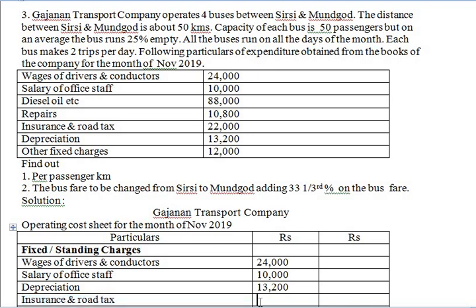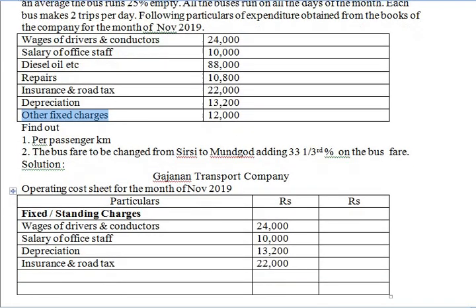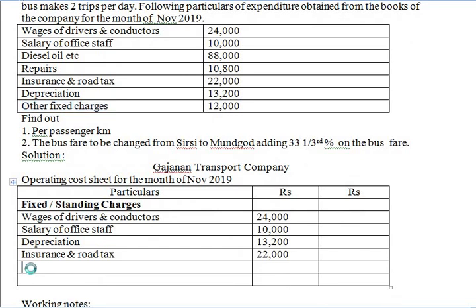Amount is 22,000. Next is other fixed charges. Amount is 12,000. Okay, now make total and take it to the outer column. 81,200.